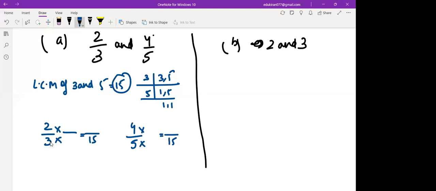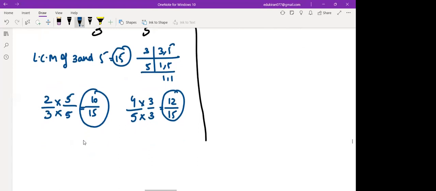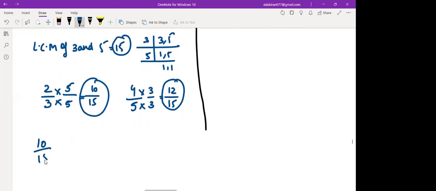Now you have to tell me, 3 should be multiplied with which number that you will get 15? 5. So the same number you will write here, right? And 5 should be multiplied with which number that you will get 15? 3. So here, just write 3. Now 2 multiplied by 5 would give you 10 and 4 multiplied by 3 would give you 12. So now these are your two numbers: 10 upon 15 and 12 upon 15.